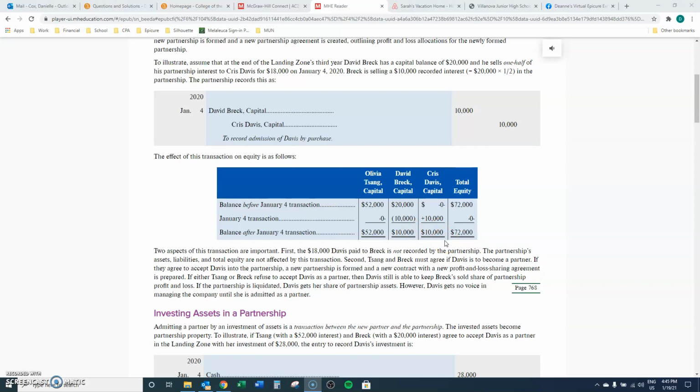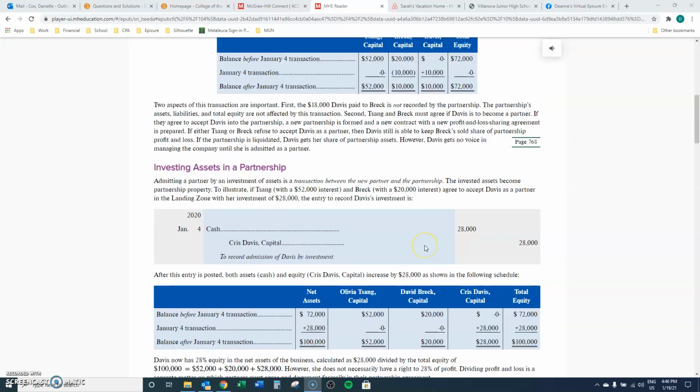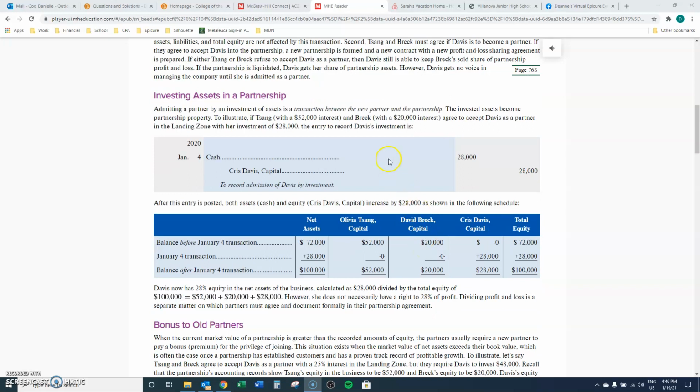The other alternative is you invest assets in a partnership. So this one, admitting a partner by an investment of assets, is a transaction between the new partner and the partnership. The invested assets become partnership equity. So whereas the other method was a transaction between the partners themselves, this is between the partner and the partnership.